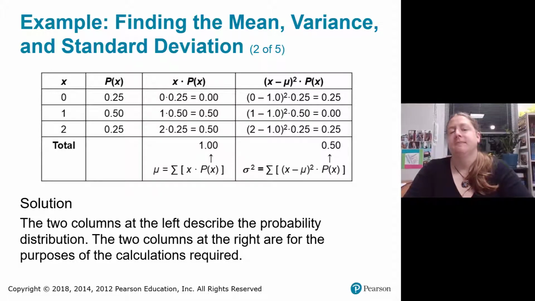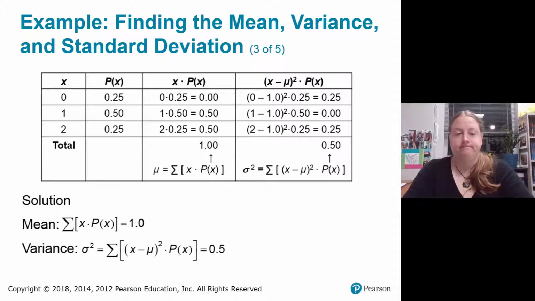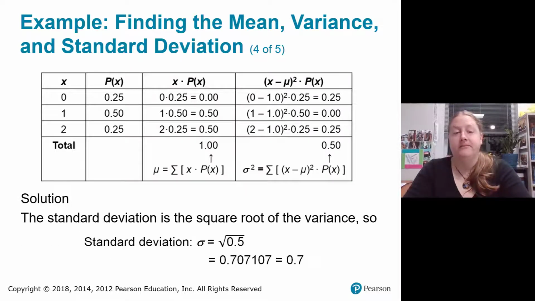Then, if we want to find the variance, we can use that mean. We'll take each of our values of the random variable, subtract the mean, square that difference, and multiply it times the associated probability. So we'll take 0 minus 1, square it, and multiply times 0.25. We'll do the same thing with 1, so 1 minus 1, square that, times 0.5. And we'll do that for 2, so 2 minus 1, square that, times 0.25. And when we do that, we get a variance of 0.5. So we have a mean of 1 and a variance of 0.5.